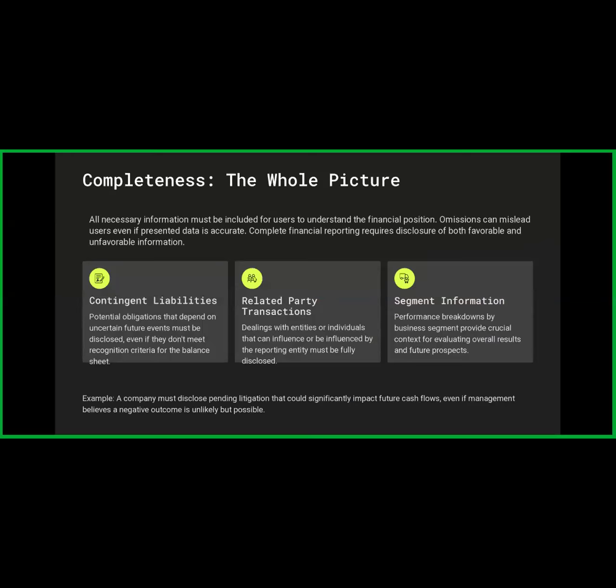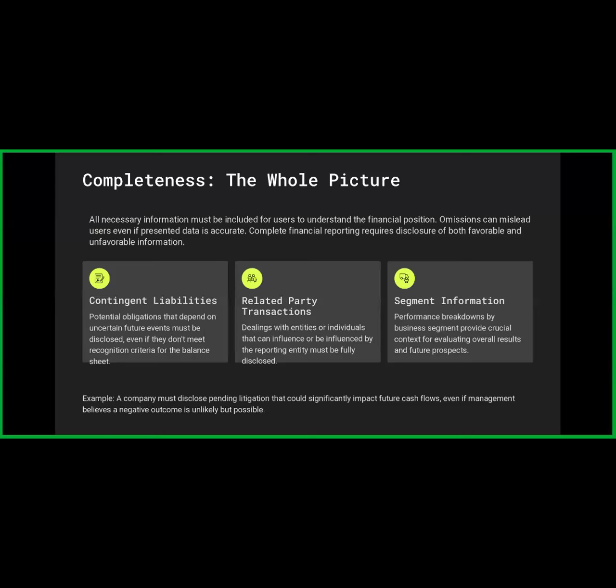The financial statements always show the whole picture of the financial position of the organization, not the half one. If the financial statement shows half information, incomplete information about the organization, that may hamper the organizational image. All the necessary information required for the financial statements must be included for the users to understand the real, exact financial position of the organization. The omission of some factors from the financial statements can mislead the users.